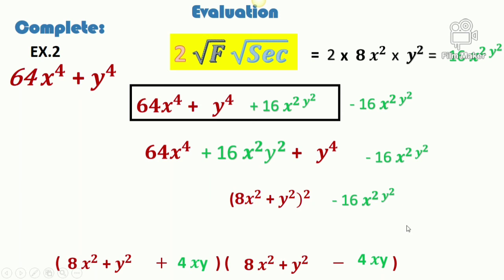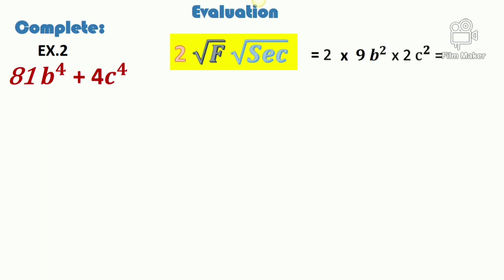Okay, another example. Exercise 3: 81p⁴ + 4c⁴. Who will tell me the first step? Okay, Shada. Of course, the first step will be to find 2 root first, root second. The root of 81 is 9p², and the root of the second is 2c². Multiply the numbers: 2 by 9 by 2, it will be 36p²c².